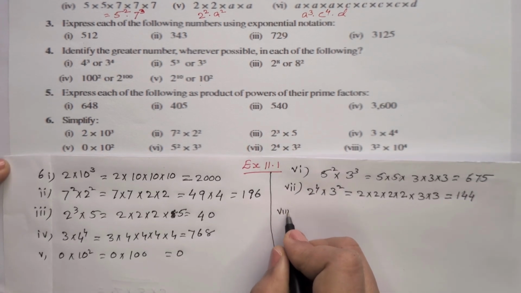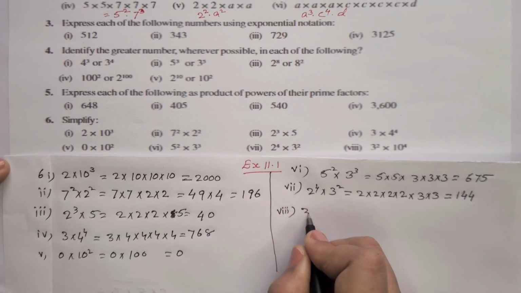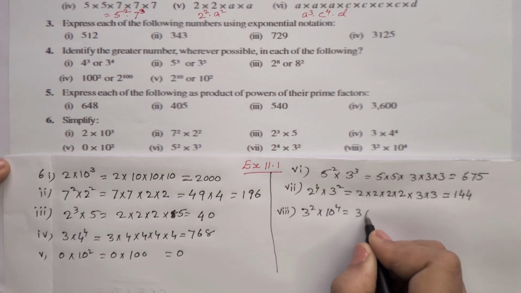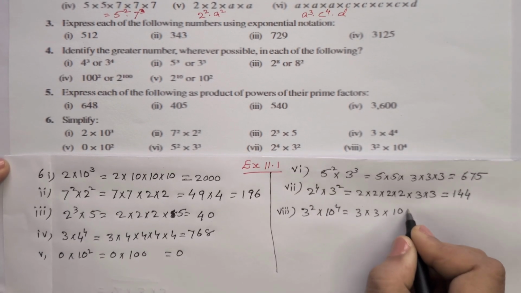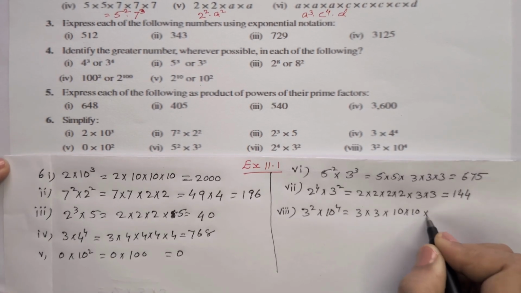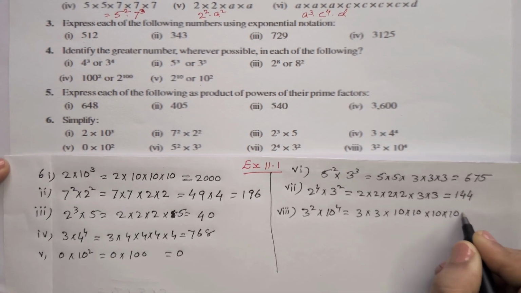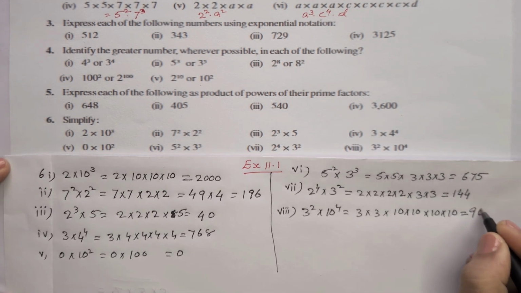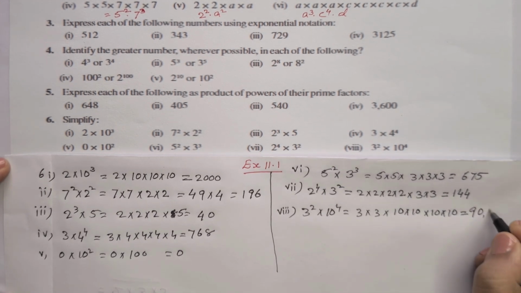Next one, 3 square into 10 raised to 4. 3 into 3, 10 into 10 into 10 into 10, which is equal to 90,000.